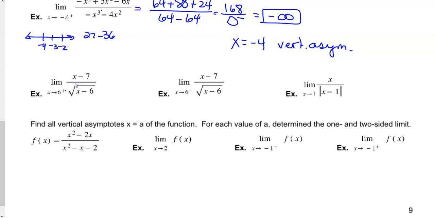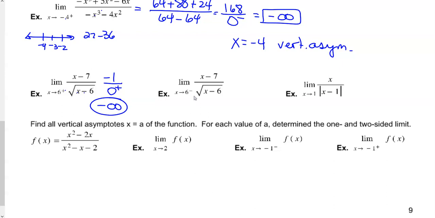We have 6 from the right of 6. We have x minus 7. Throw 6 in, minus 7 gives me -1. Throwing 6 in here gives me 0, but I'm going to the right of 6, so I'm going to choose like 7. When I plug 7 minus 6 in here, I get 1. It's a positive answer. The square root of a positive is still going to be positive. Therefore, 1 over 0 gives me infinity. Negative divided by positive is a negative infinity. Hence, x equaling 6 would be a vertical asymptote.